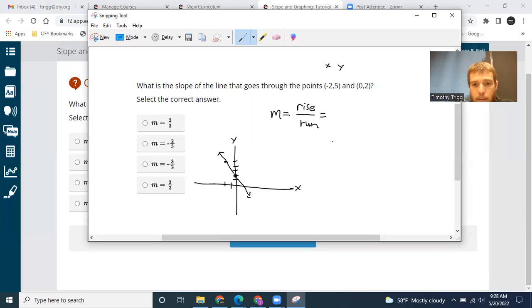Now let me ask you, does this one have a positive slope or a negative slope? What do you think? Well, hopefully you said negative slope because it's going downward as you go from left to right. Now, how do we find it? Again, to find the slope, we do the rise over run. For the rise, you look at the y values because those are the vertical coordinates. So to find the rise, you subtract the y coordinates. In this case, 5 minus 2. For the run, you subtract the x coordinates. So -2 minus 0.